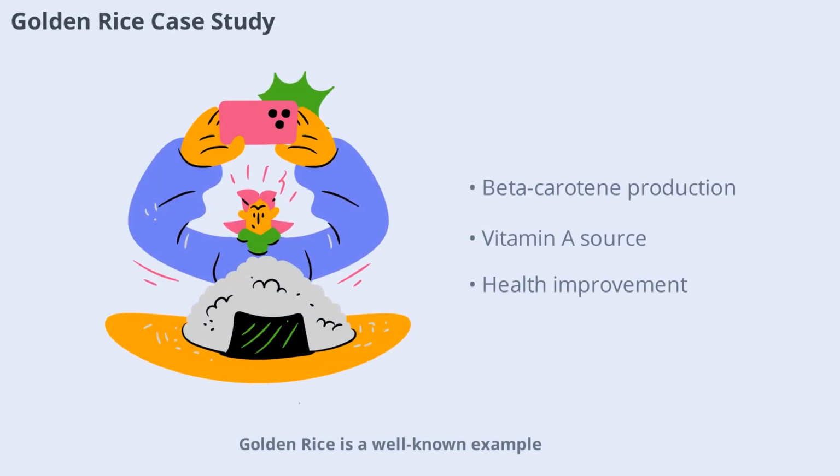Golden rice is a well-known example of genetic engineering aimed at improving nutrition. Scientists inserted genes from other plants to enable rice to produce beta-carotene, a precursor to vitamin A. This innovation helps combat vitamin A deficiency, which can cause blindness and other health issues in developing countries. Golden rice demonstrates the potential of genetic engineering to address global health challenges.